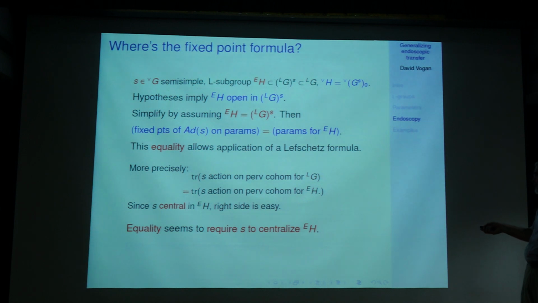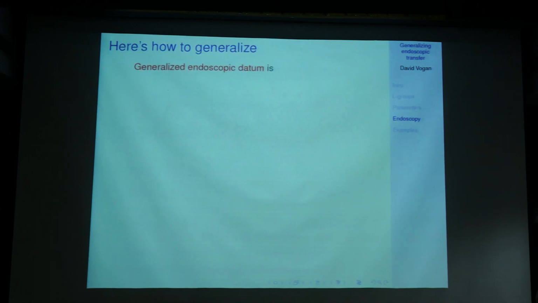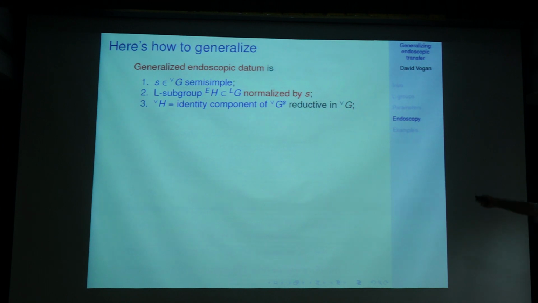in order to do this, it seems that you have to have S central in this extended group. So what's written here is a way of thinking about the Langlands-Shelstad theory, and it doesn't seem possible to extend it. So here's what we did. We said that a generalized endoscopic datum is just like Langlands and Shelstad. We start with some S, and then we want an L subgroup of LG, but instead of asking it to be centralized by S, we only want that it's normalized by S. And we want the identity component of the L subgroup to be the identity component of the centralizer of S, just as in the Langlands-Shelstad theory.